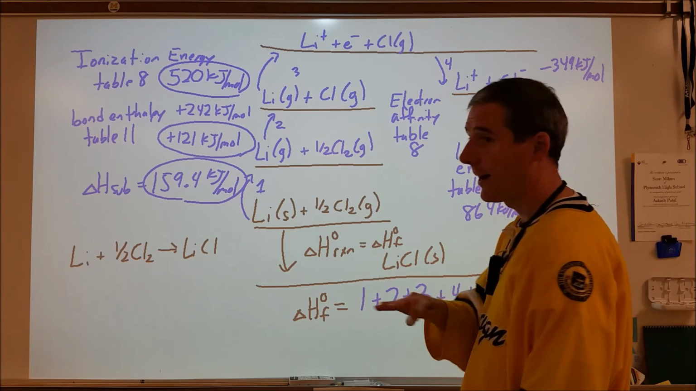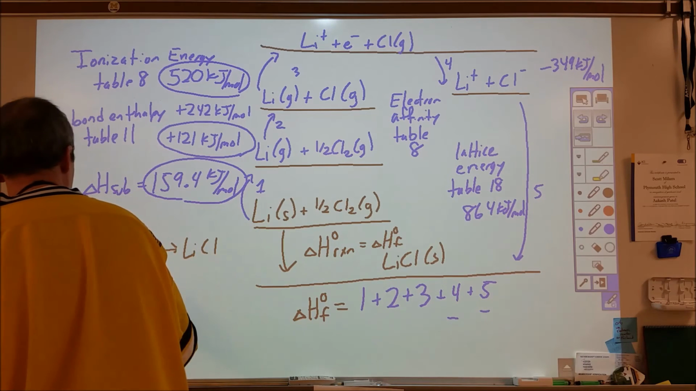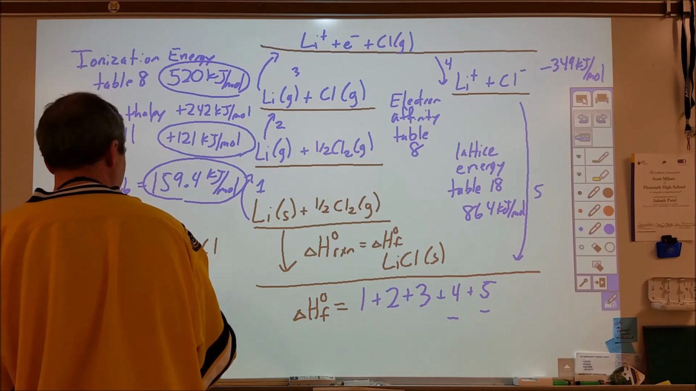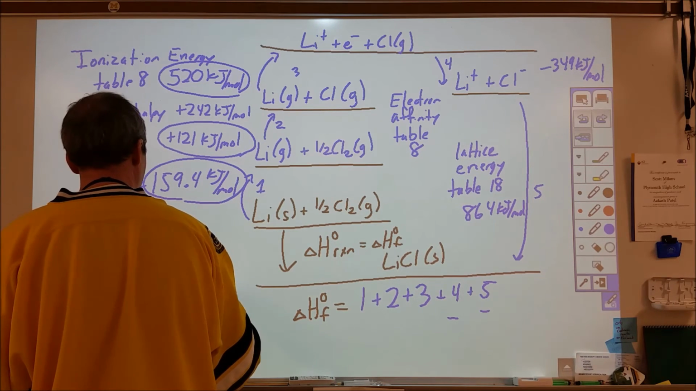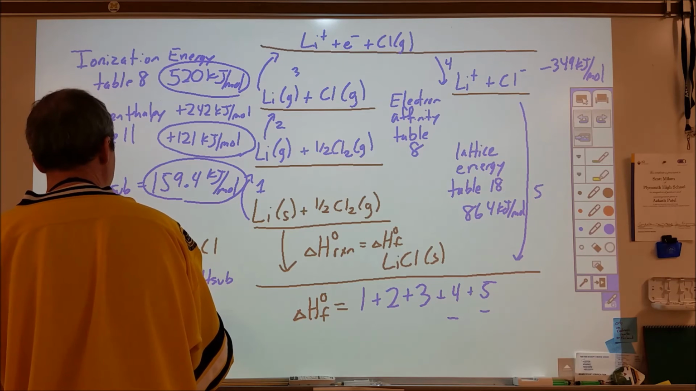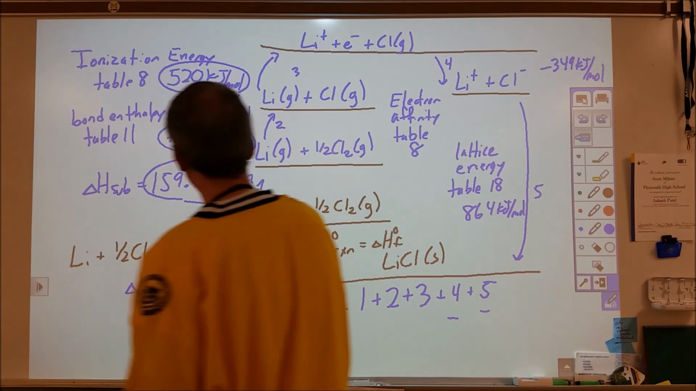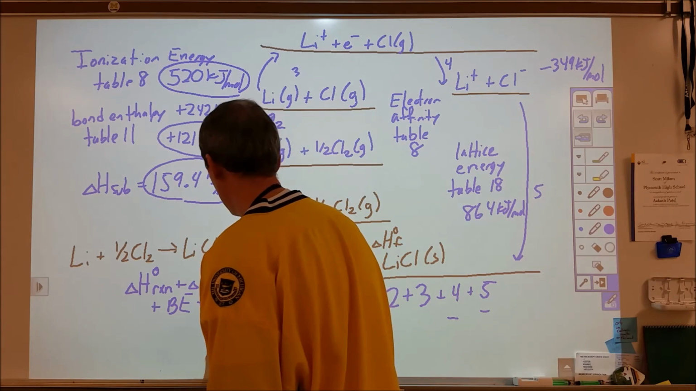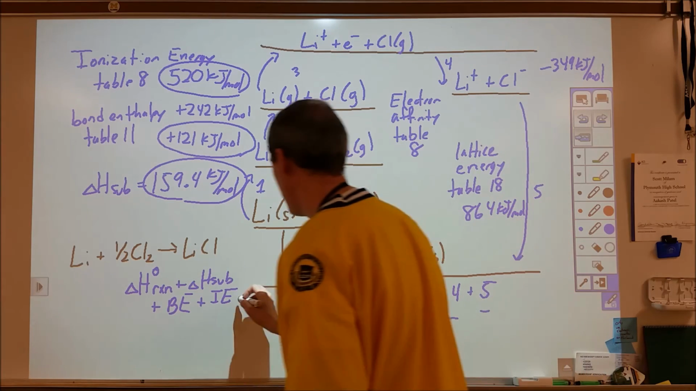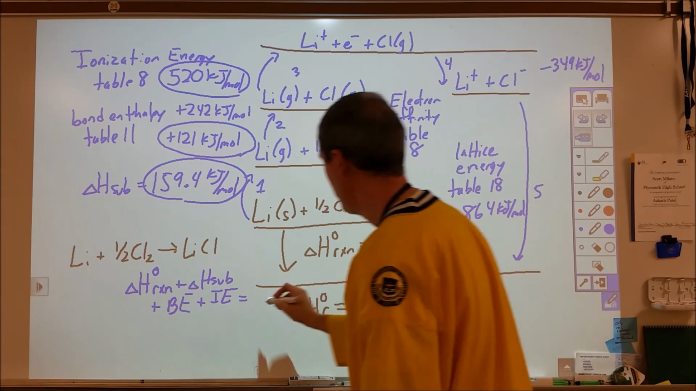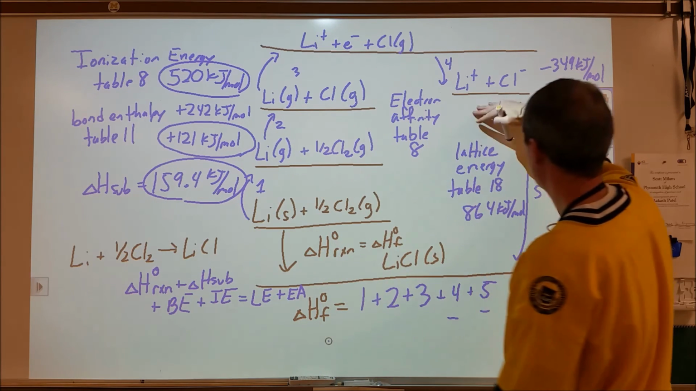For me personally, I like to just get rid of all of the signs. I like to do the enthalpy of formation, or the enthalpy of reaction, if it's not. And then I like to add to that the enthalpy of sublimation. And I like to add to that the bond enthalpy. And I add to that the ionization energy. So I do this plus this plus this plus this, those four things is equal to the lattice enthalpy plus the electron affinity. So this plus this.